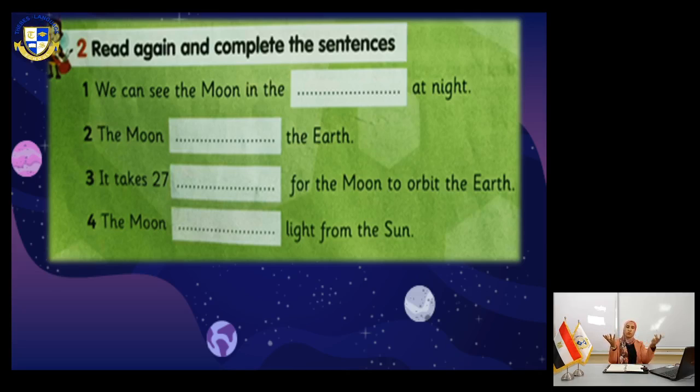What does the moon do to the earth? Orbits. Here is the earth and here is the moon. It orbits the earth. The word orbits. It takes 27 what? For the moon to orbit the earth, minutes, hours or days? Super. 27 days for the moon to orbit the earth. Number 4, the moon reflects light from the sun.